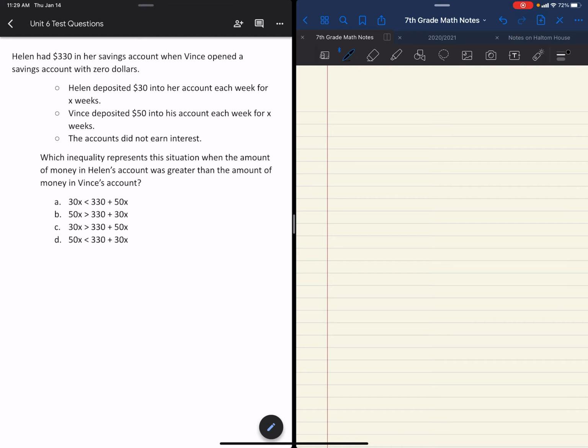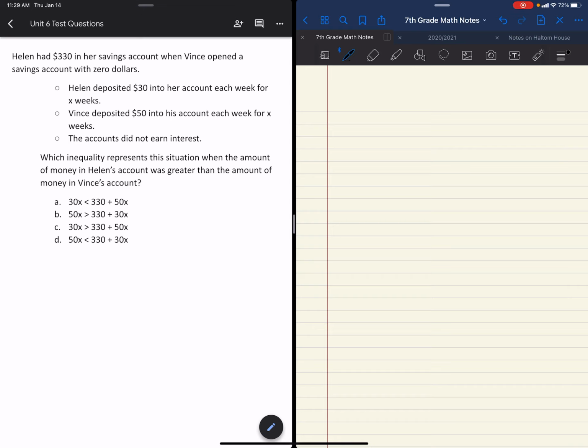First, by reading it. Helen had $330 in her savings account when Vince opened a savings account with $0. So already my mind's working with two different sets of my equation. Helen deposited $30 into her account each week for x weeks. So I know it's going to be 30 times x, because "each" means times. Vince deposited $50 into his account each week for x weeks. So I know Vince is also 50 times x.